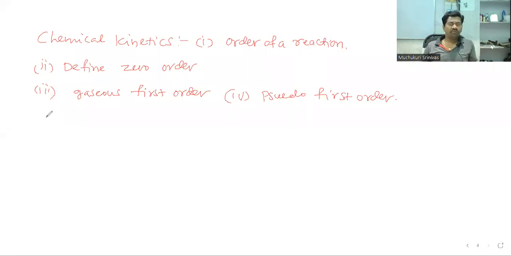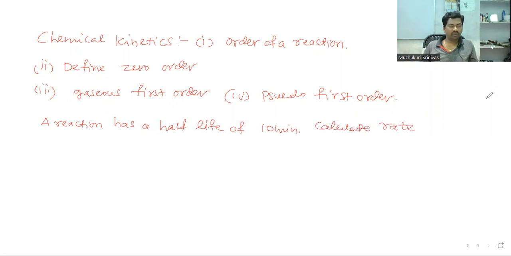Then one problem from this chapter: a reaction has a half-life of 10 minutes. Then calculate the rate constant for the first order reaction.